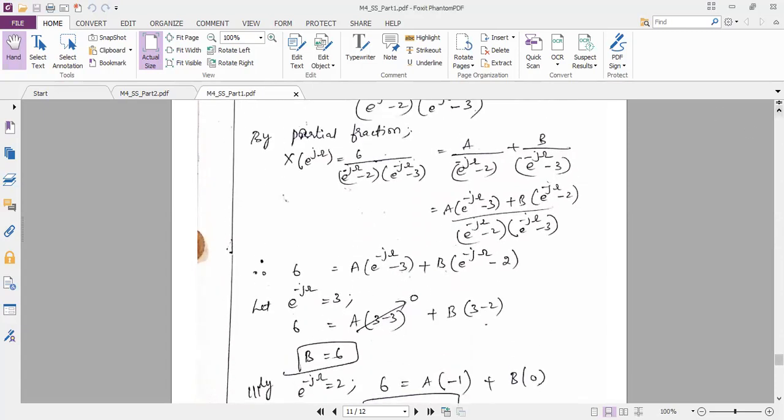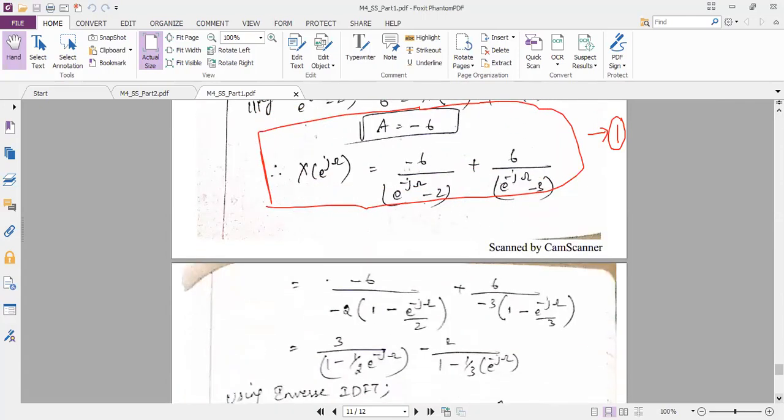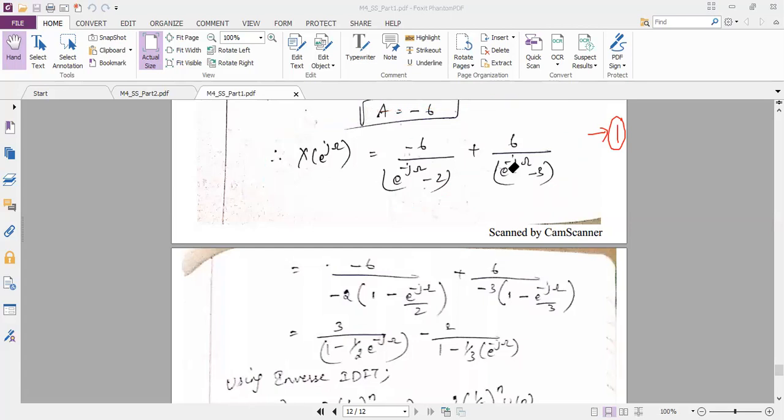So I'm just scrolling the screen. This is my equation, right? You can make this equation 1. So after getting the a value and b value, substitute in equation 1. Once you substitute in equation 1, you will get this. You can see here, x of e power j omega is equal to minus 6 by e power minus j omega minus 2 plus 6 by e power minus j omega minus 3.